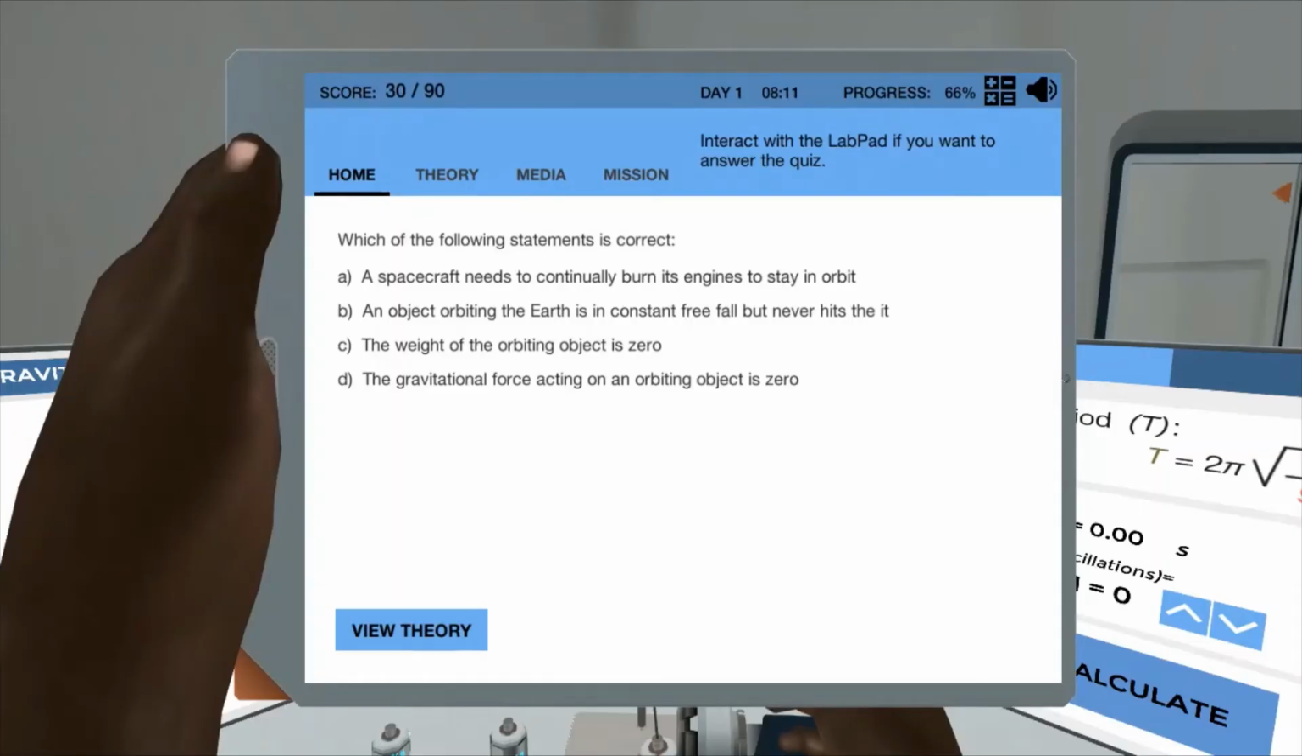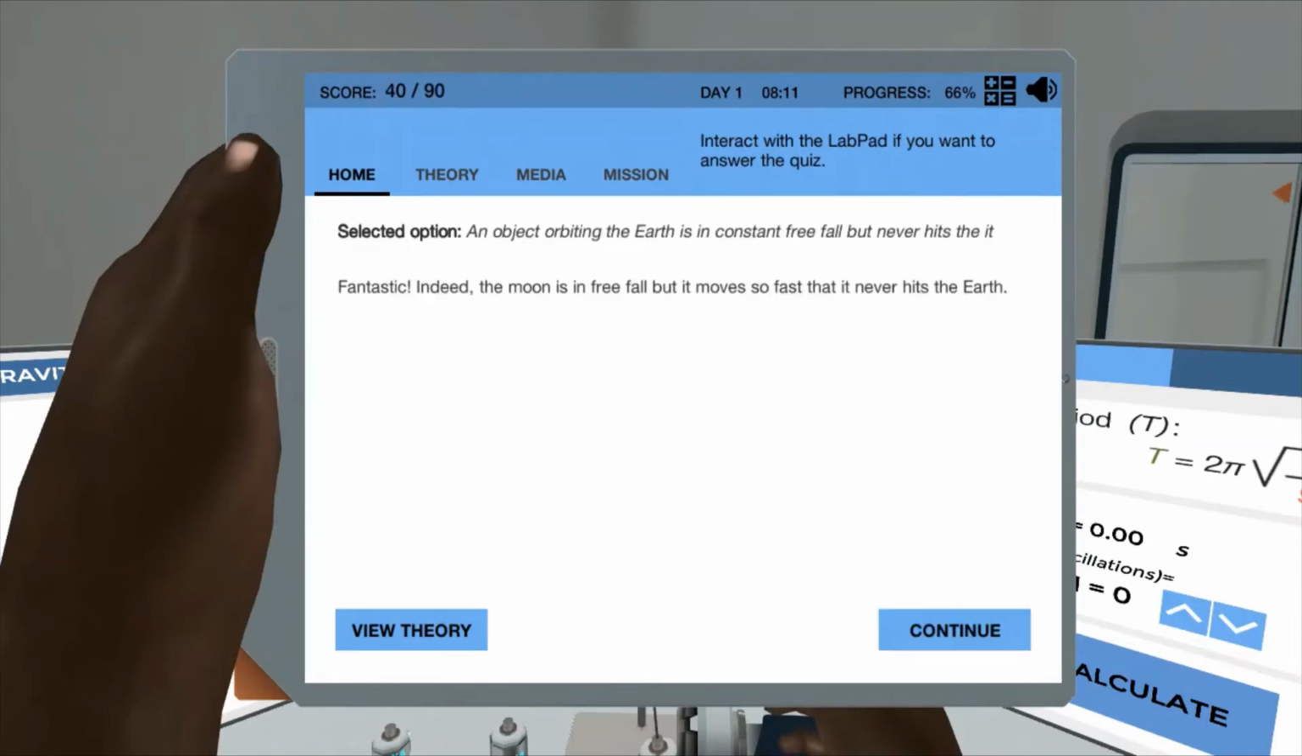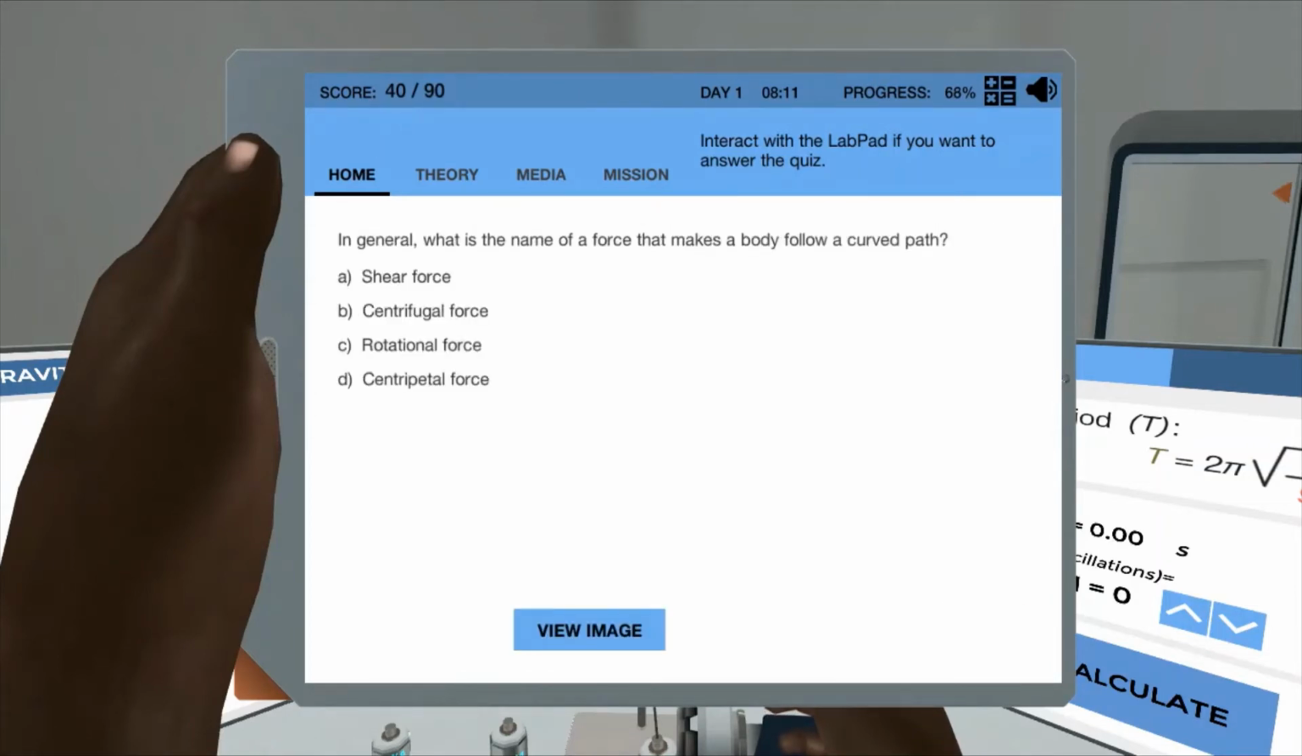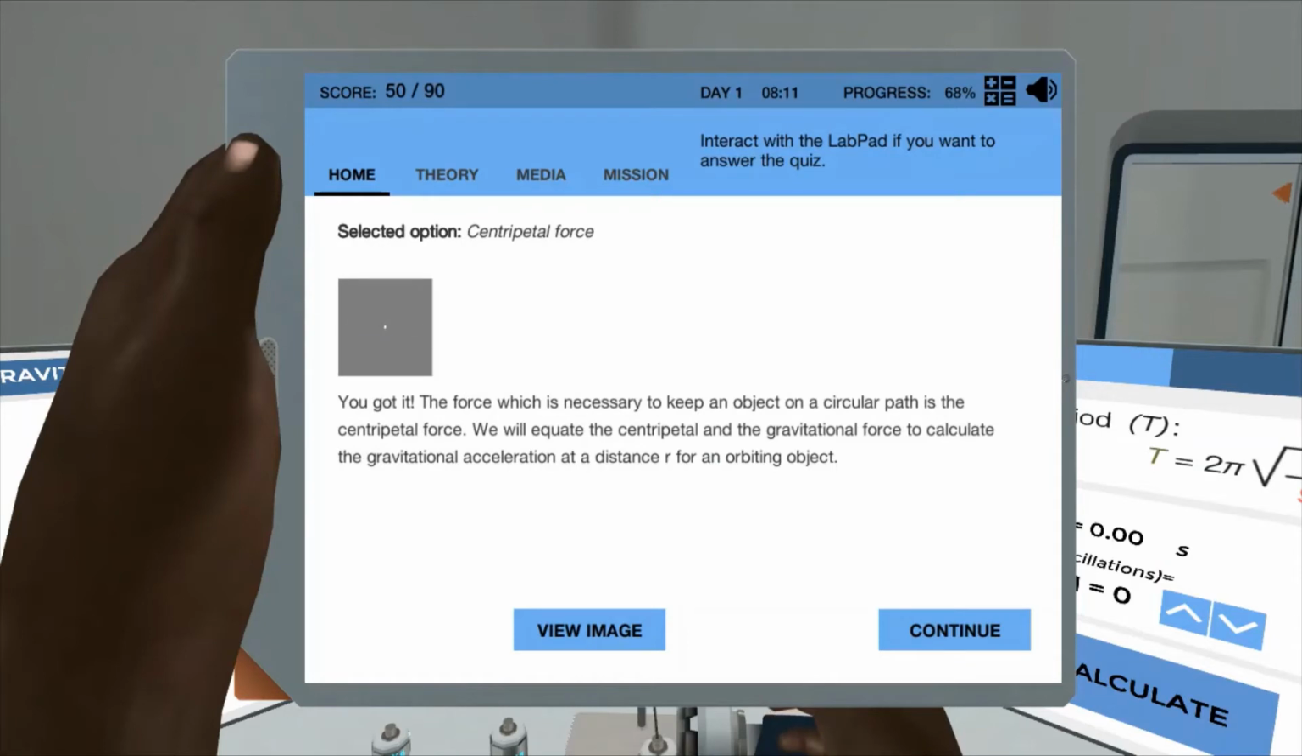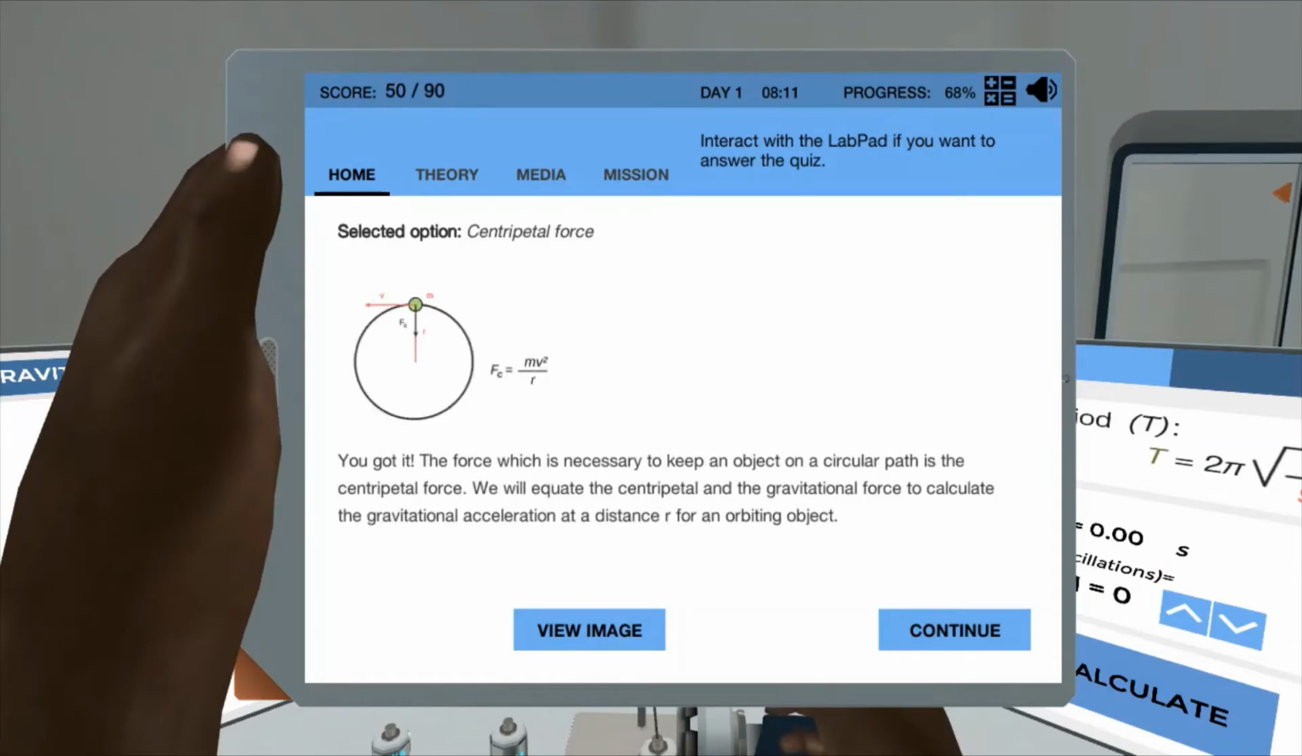Which of the following statements is correct? An object orbiting the Earth is in constant free fall but never hits the Earth. For example, the Moon. In general, what is the name of the force that makes a body follow a curved path? It is the centripetal force.